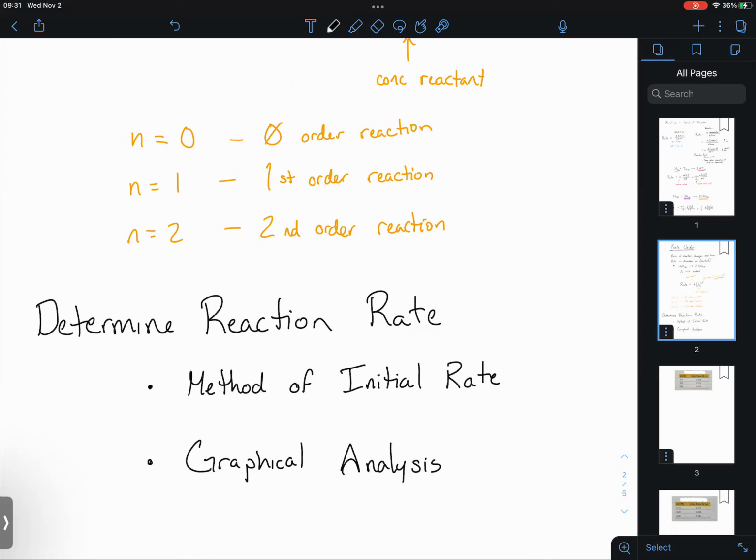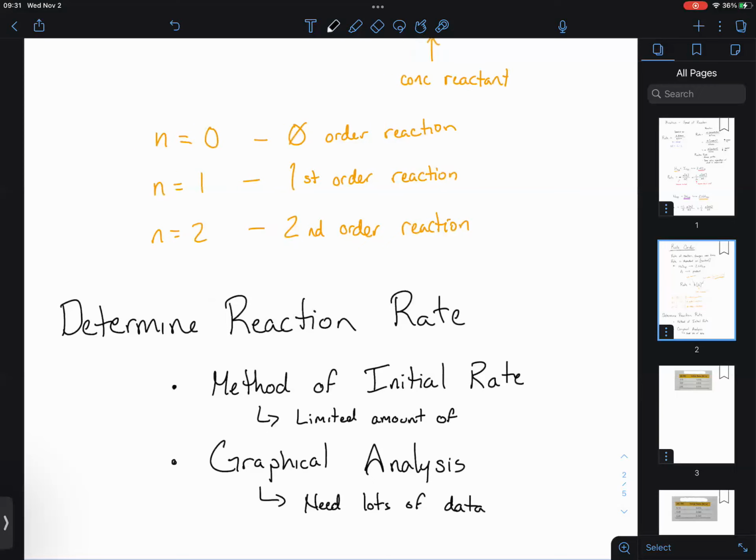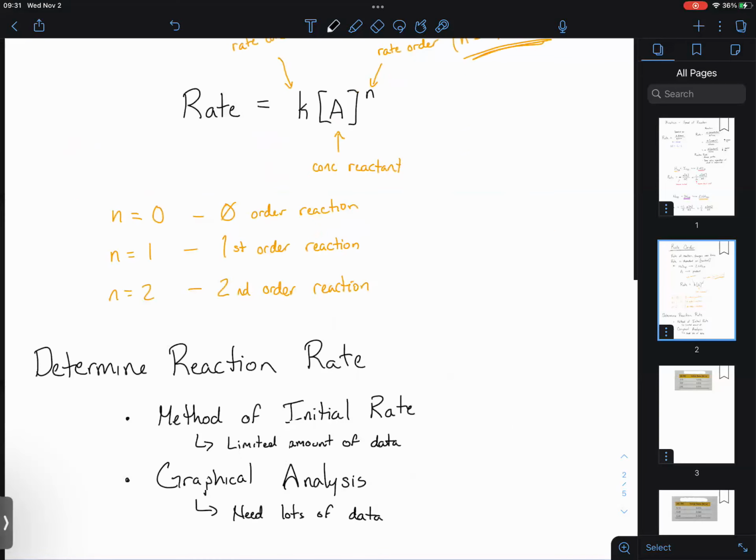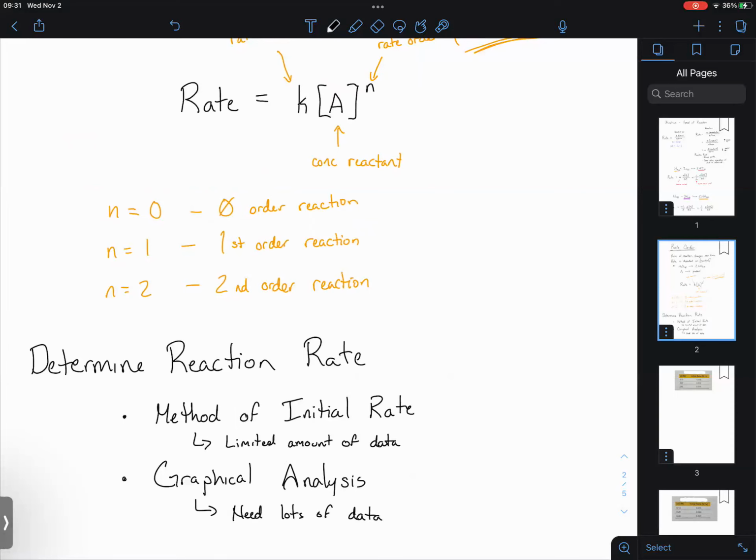In order to do this graphical analysis, we need lots of data. Method of initial rates is good when we have a limited amount of data. Cool. So let's focus on this method of initial rates here.